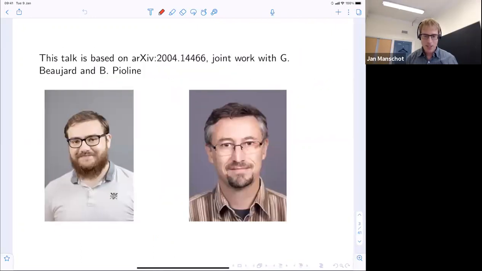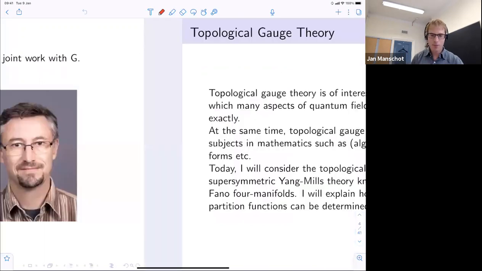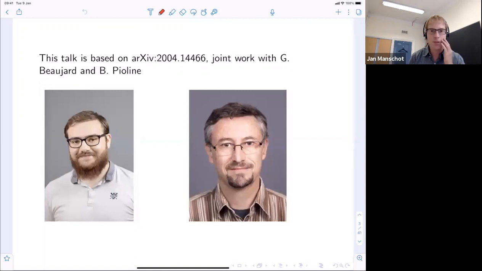Okay, so this talk will mostly be based on a paper from last year. I think I would have spoken about it when the workshop was 12 months ago. It's joint work with Guillaume Bouchard and Boris Pioli. And so a few subjects are coming together: topological gauge theory and quivers, and we also use techniques from flow trees.